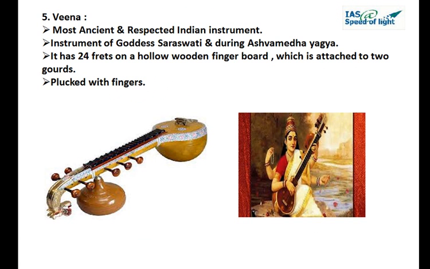Coming to the next and the fifth string instrument, which is Veena. It is the most ancient and respected Indian instrument, the instrument of goddess Saraswati. Important thing to remember: the instrument associated with goddess Saraswati is Veena, and it was also used during Ashwamedha Yagya.